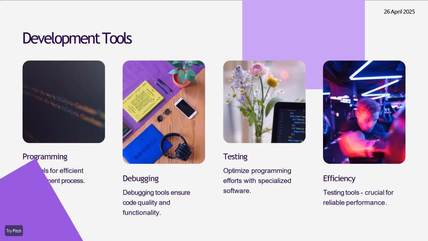And in debugging, the tools are GDB, Valgrind, Strace, and Perf. And in emulators, that is the virtual machines, we all know the tools are QEMU, VirtualBox, and VMware. So these are the programming, debugging, testing, and efficiency. So after this, clear, these are the development tools. So moving to the next slide.